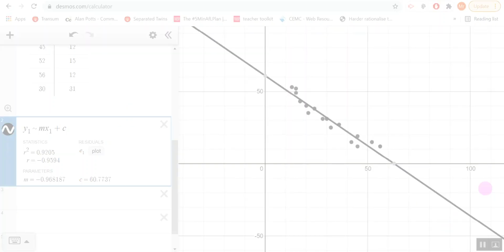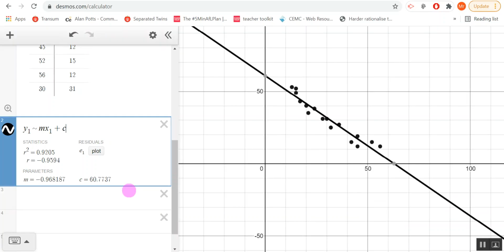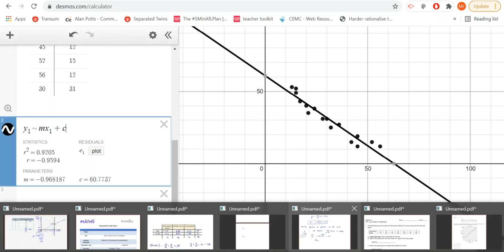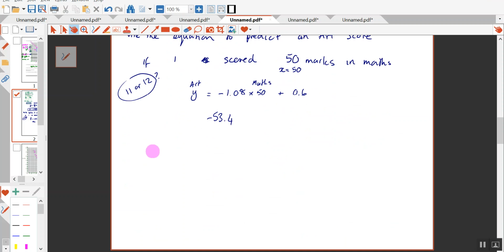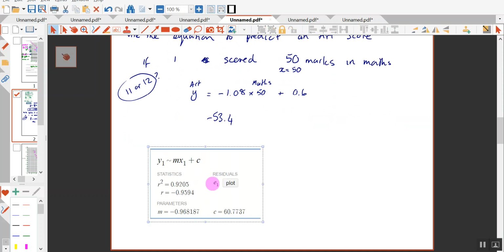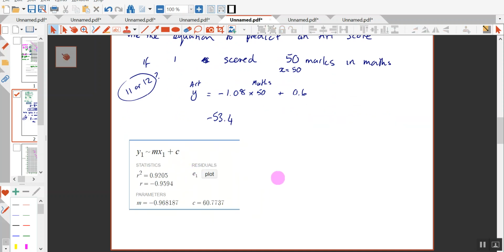I tell you what, let's take that information and write it down where our other notes were. So I'm just going to highlight that and take it over here. That is now telling me, what's the equation the computer has found? Y equals mx plus c.